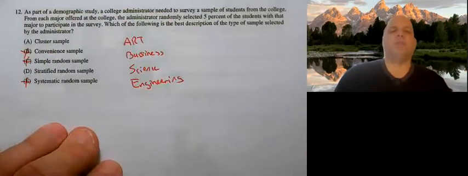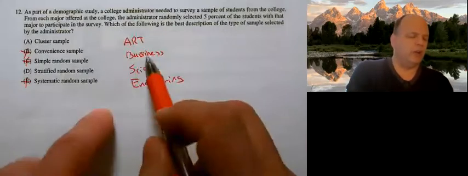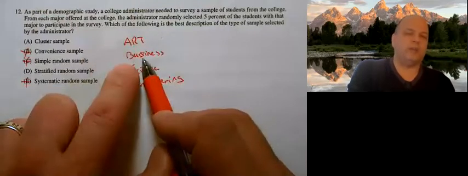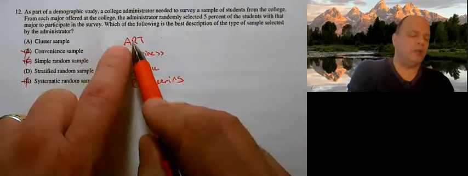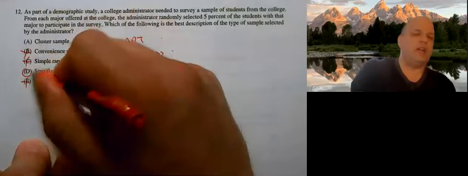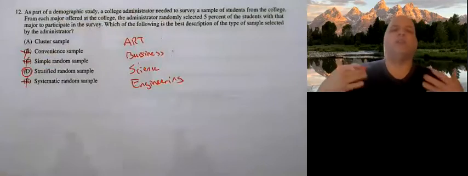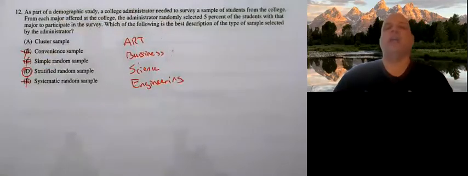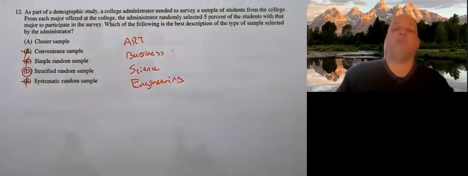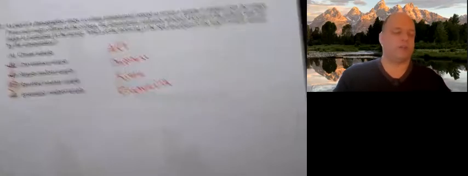So to be a cluster sample, they have to be all mixed together. In this case, they were not all mixed together. We looked at the art and took a random sample within the art. We took a random sample within the business. And so we broke them into strata and selected a random sample within each. So D is this one. All right, so 12 will be D because we broke them into different strata. We broke them down by major and then did a random sample within it. A cluster sample, they would have to have all the majors together, and then we perform a census within one of the clusters.